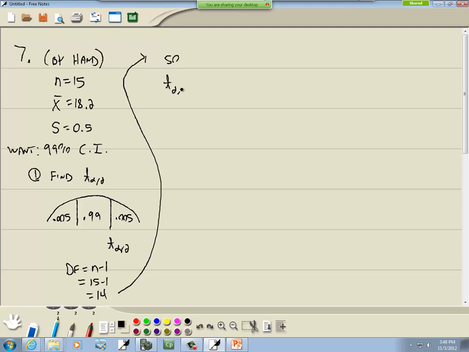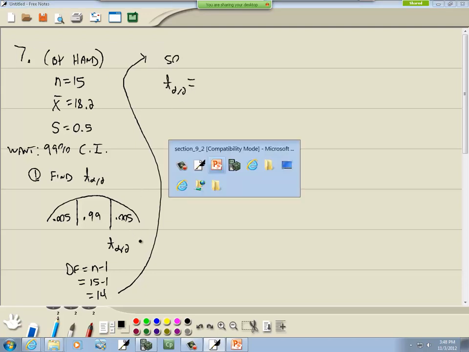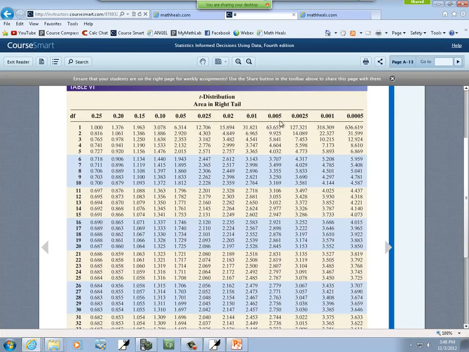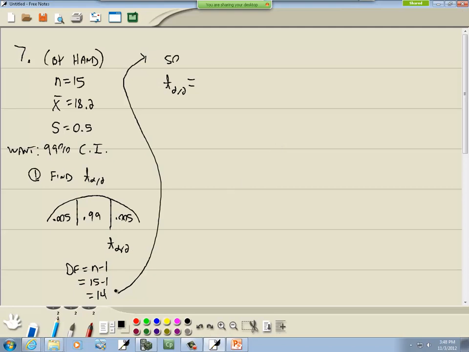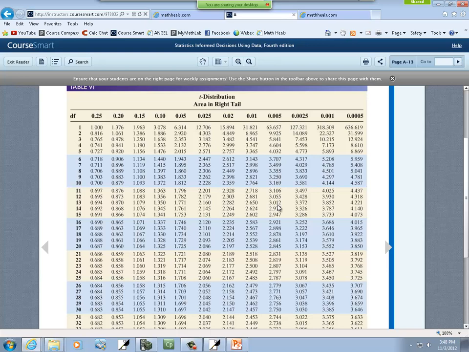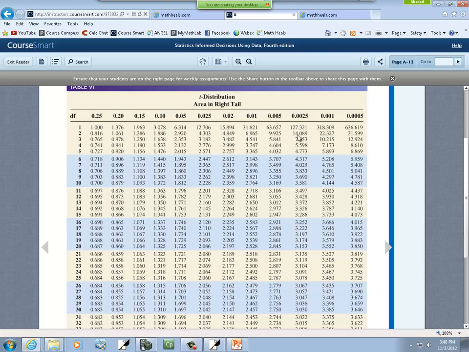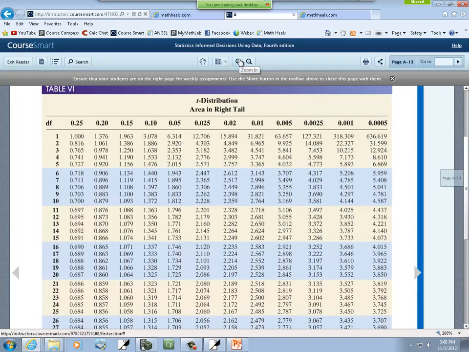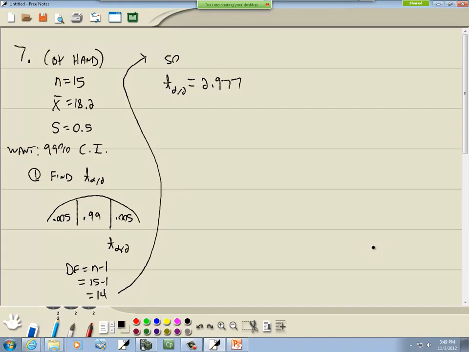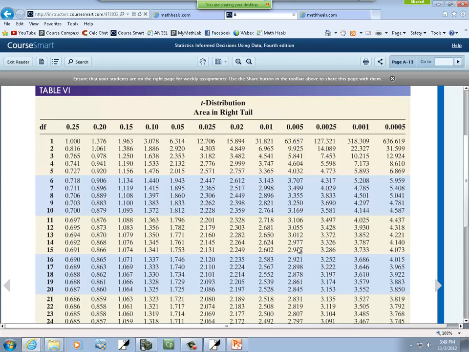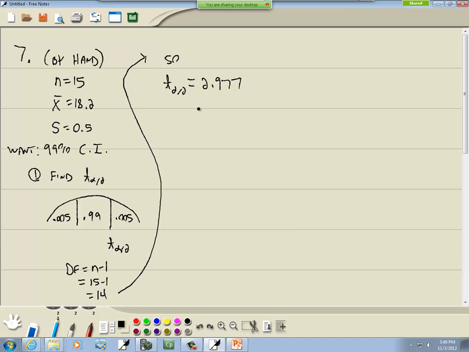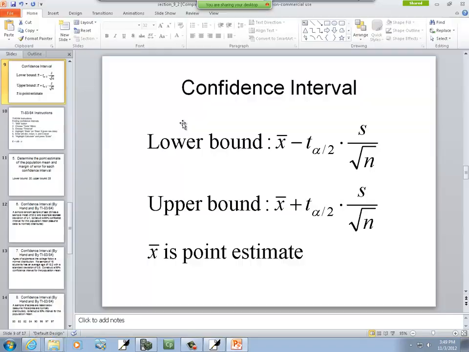Now we're going to go look it up in our table. So area in one tail is 0.005, and then degree of freedom is 14. So 0.005 and 14. And we get, assuming my eyes aren't getting off, 2.977. Let me make that a little bit bigger, might be a little easier for you to see. So 0.005 and 14, we get 2.977. Okay, well now we have everything we need, so let's go plug it in our formula.